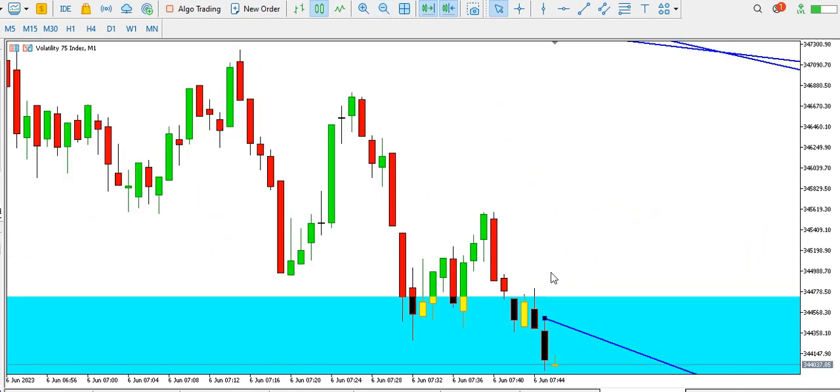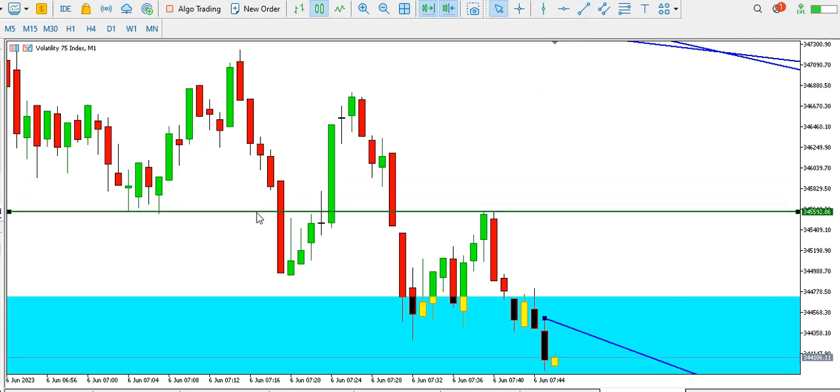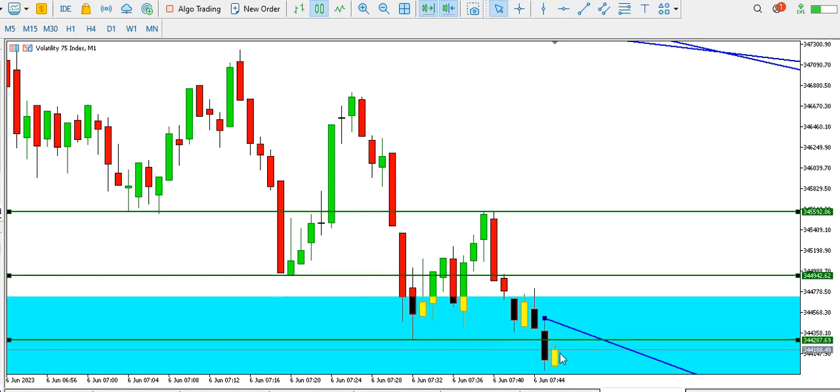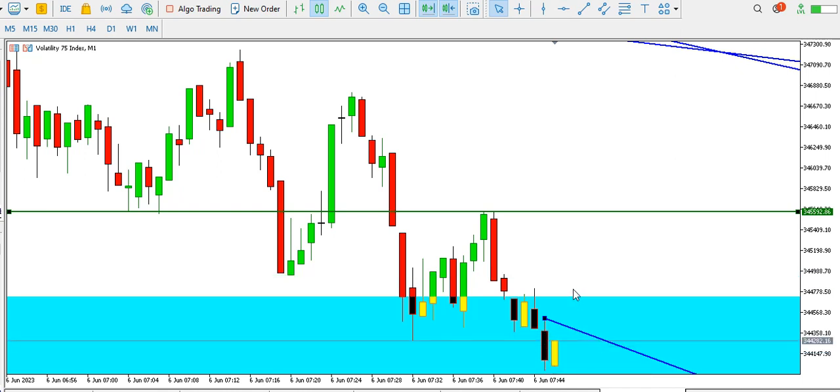Price of Volatility 75 (1s) index continues to range downwards and continues to break structure. The structure around here, broken around here. The structure around here, talking about this particular structure, broken around here. The structure around here, currently broken around here on the 1 minute time frame. So price continues to break structure to the downside.